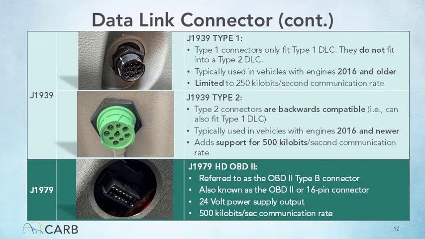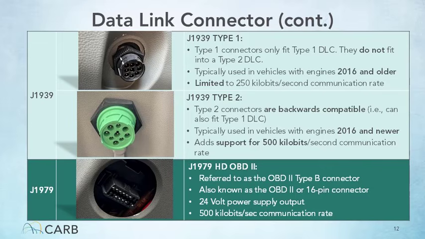The top 2 DLCs are found in vehicles using the SAE J1939 communication protocol in their OBD systems. The black round connector is known as the SAE J1939 Type 1 DLC. It does not fit into the Type 2 DLC. It is used in vehicles equipped with pre-2016 model year engines. It has a communication rate, or baud rate, of 250 kilobits per second.